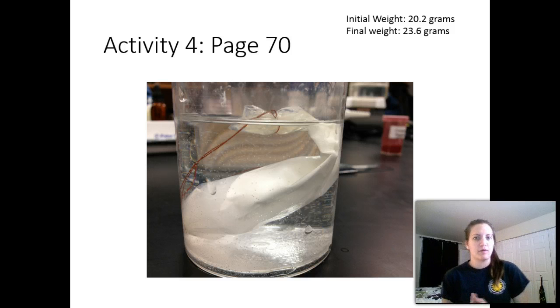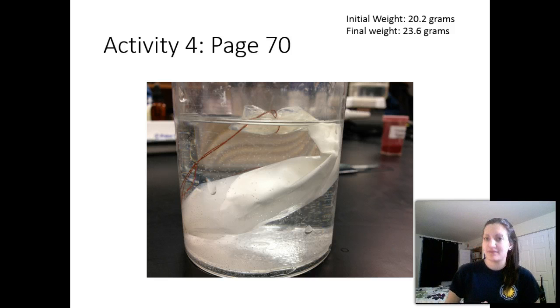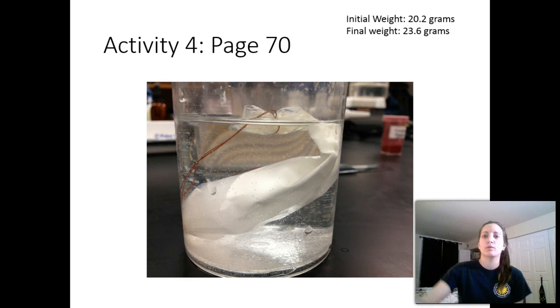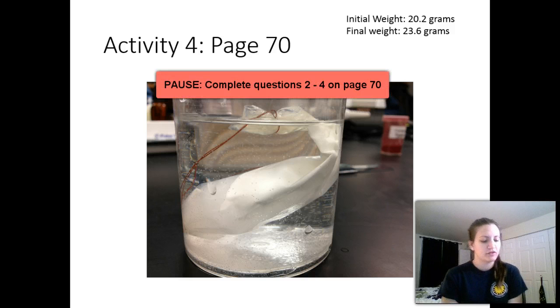Now the first thing that we look at in activity 4, which is on page 70, is it asks what was the final weight. So one of the groups found that the final weight was 23.6 grams. And I also reposted the initial weight of 20.2 grams. So knowing this bit of information, go ahead and answer questions 2 through 4 on page 70 and start when you're ready.